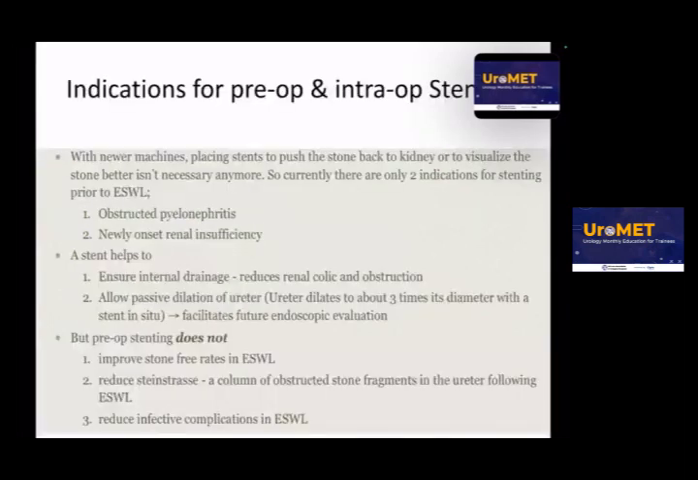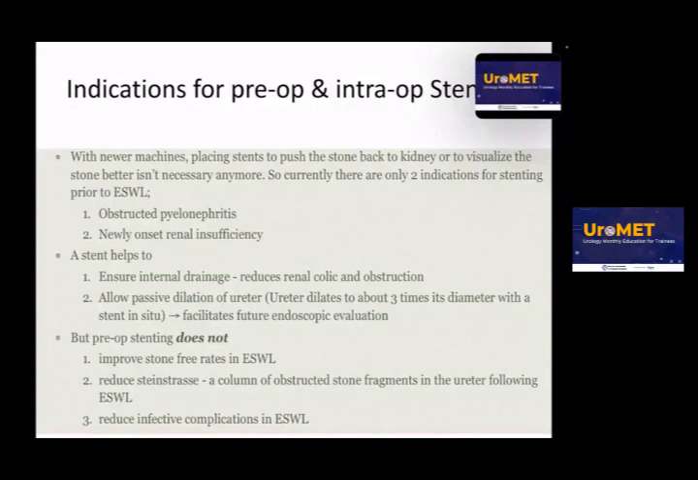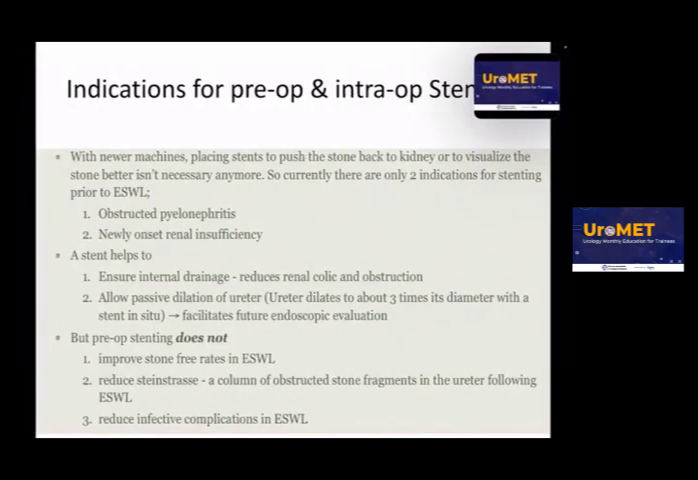And when we look at pre-op or intra-op stenting, both the EAU and the American Urological Association don't recommend pre-procedure or intra-procedure stenting. But in obstructed pyelonephritis or newly onset renal insufficiency, there is an indication for pre-op stenting. But this stenting does not improve the stone-free rate in ESWL or reduce steinstrasse or infective complications. So that's why they didn't suggest any form of stenting pre- or intra-procedure.